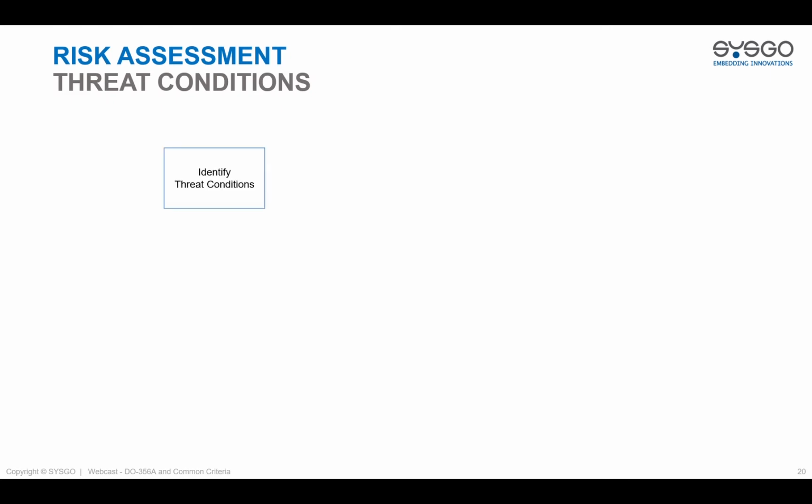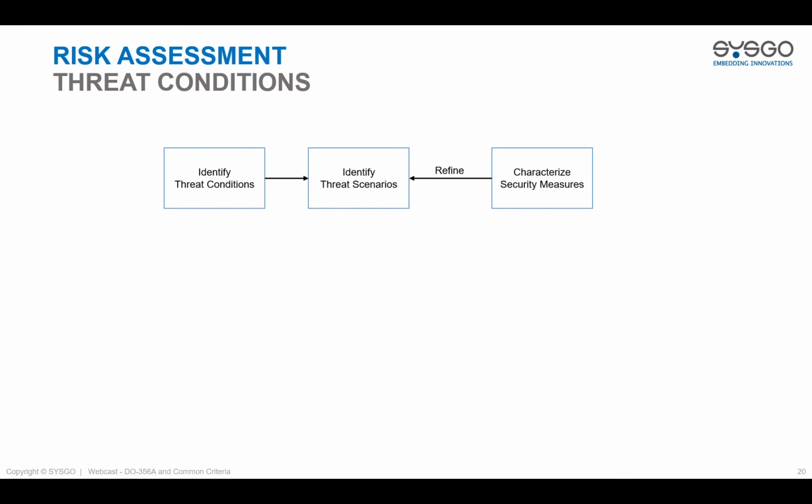So first, we start with identifying the threat conditions. Then we identify so-called threat scenarios. From these threat scenarios, we characterize security measures in order to reduce the risks that are introduced by the threat scenarios. Sometimes if you introduce new security measures, they change the system and thereby new threat scenarios may arise, which means after the characterization of the security measures, you have to identify and refine the threat scenarios again. After that, you can evaluate the level of threat.